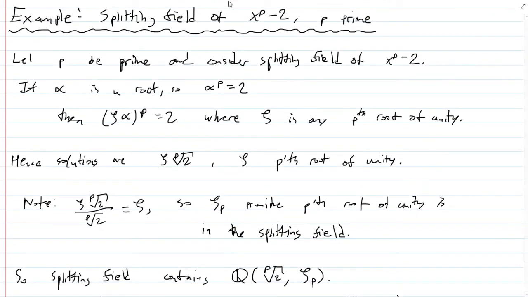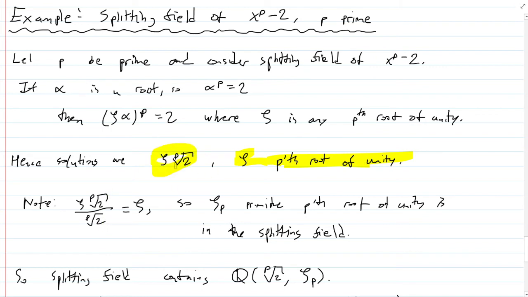All right, here's the second example of splitting fields. Let p be a prime and consider the splitting field of x to the p minus 2. If alpha is a root, then alpha to the p equals 2, and also (zeta alpha) to the p equals 2, where zeta is a pth root of unity. If you take zeta to the p, you're just going to get 1. So (zeta alpha) to the p is also 2. So these are p distinct roots of the polynomial x to the p minus 2. So the solutions are zeta times the pth root of 2, where zeta is a pth root of unity.